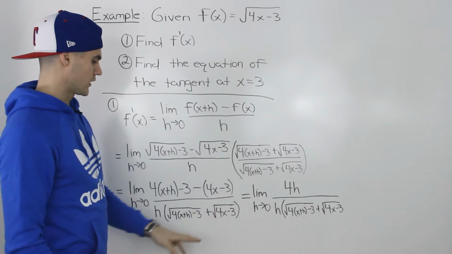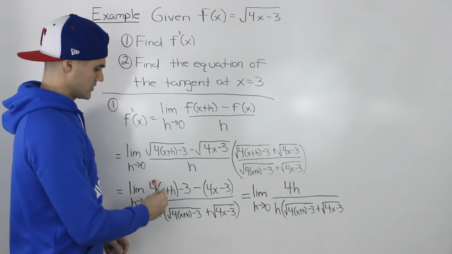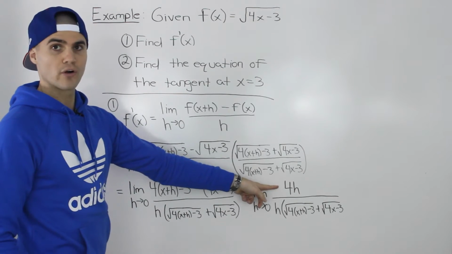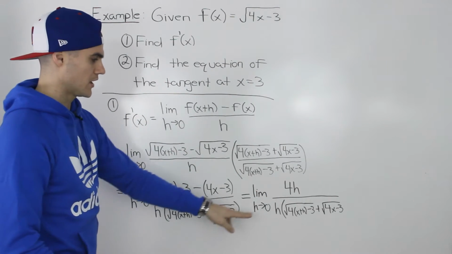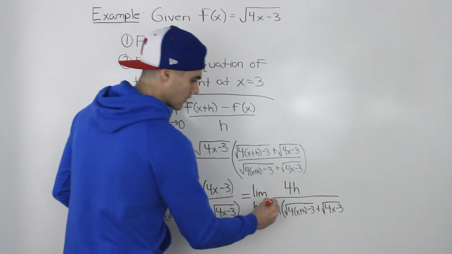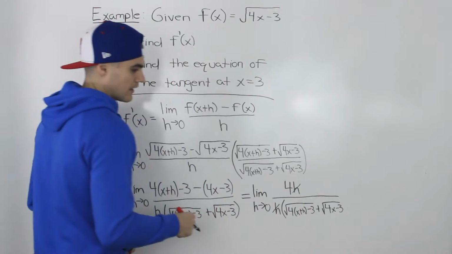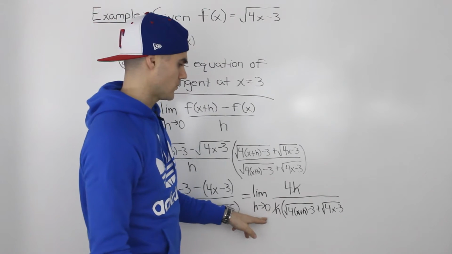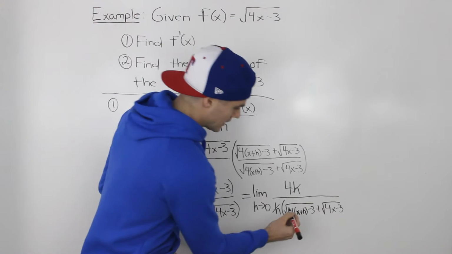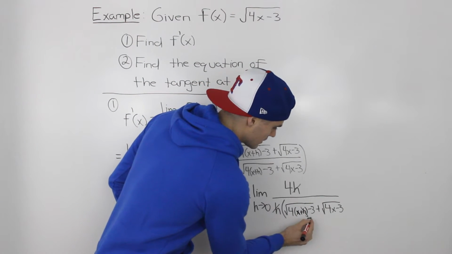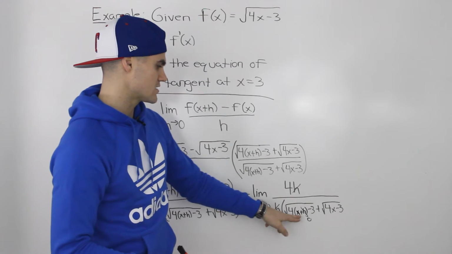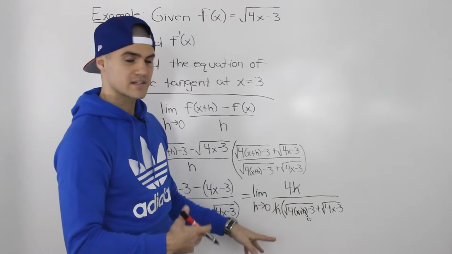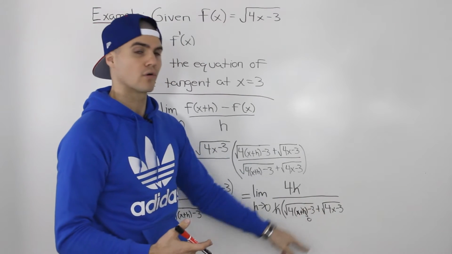So then continuing on over here, if we simplify that numerator, distribute the 4 inside the bracket, distribute the negative inside the bracket, we would just be left with 4h in the numerator. The denominator stays the same, and now notice how these h's cancel out. And now we can just plug in 0 for h, because that h in the denominator went away. And notice the only h that's remaining is this h right here. So if we plug in 0 for h there, we would be left with 4 over the square root of 4x minus 3 plus the square root of 4x minus 3.